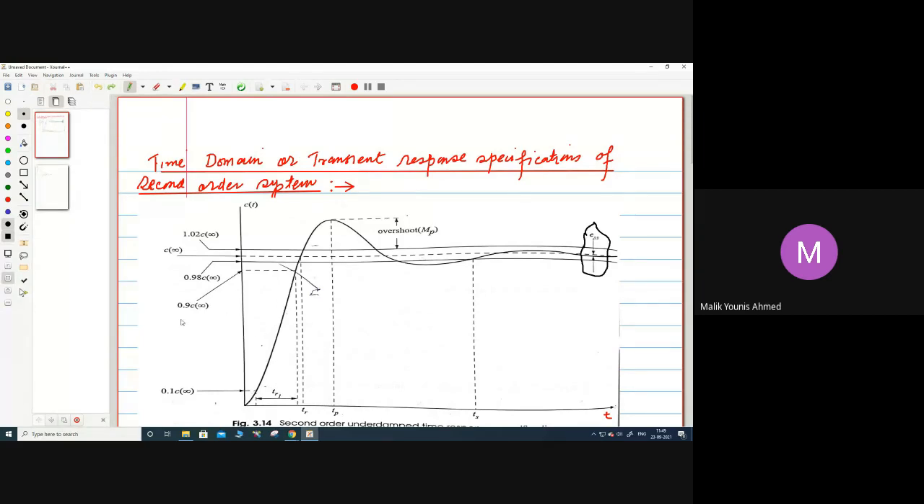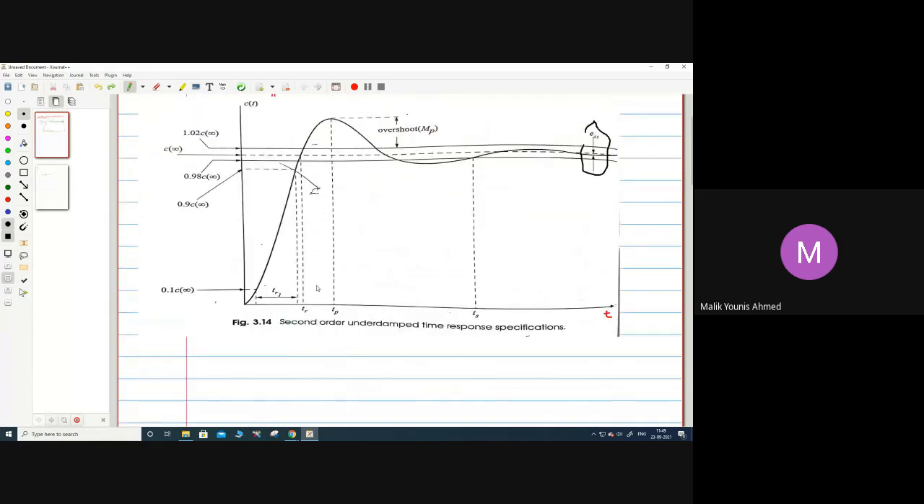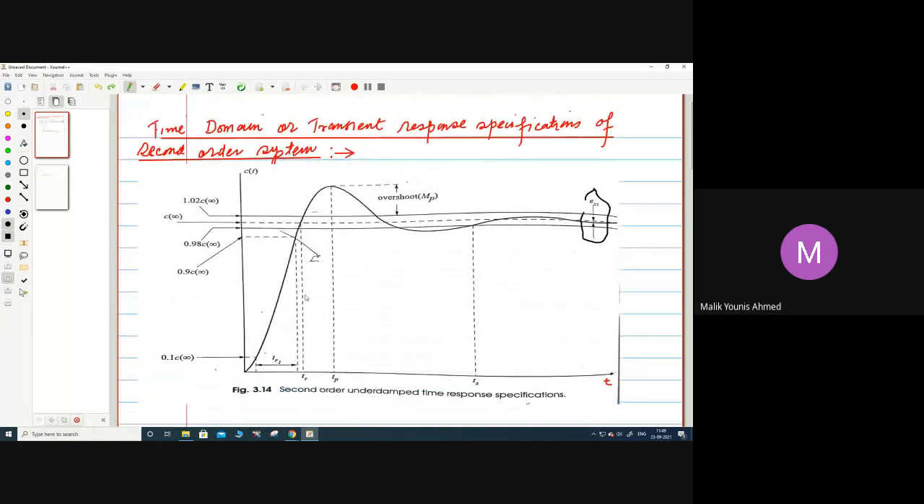We will have rise time from 0.1 to 0.9. After the rise time, we will have maximum overshoot, and then we will have settling time. All those characteristics we will define one by one. So this is the graph we have to look into. This is the rise time, this is the peak time, this is the settling time.